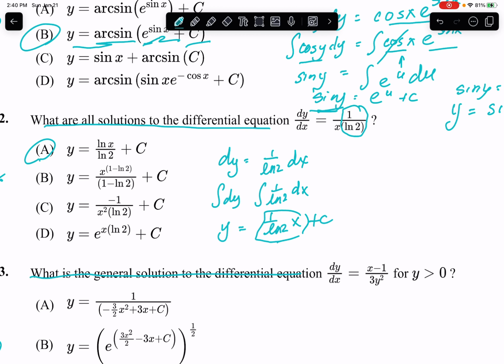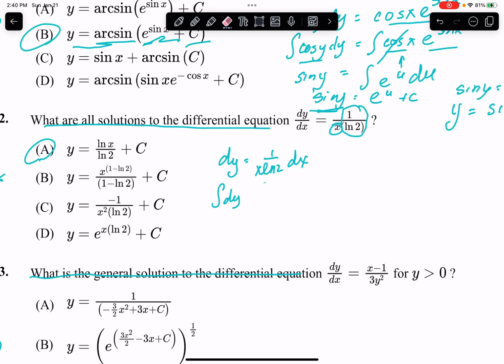Oh, look, I had an x here. I completely ignored that. So this would be x ln 2. So I have an x down here. Okay, back it up. Okay, so I am at 1 over x times 1 over ln 2 dx. That helps me a little bit.